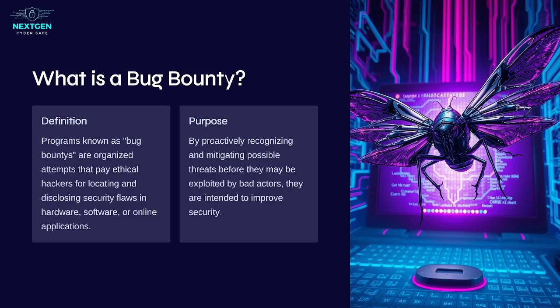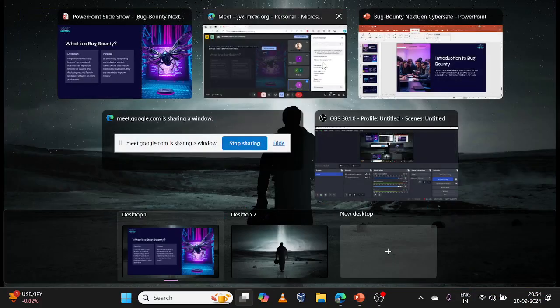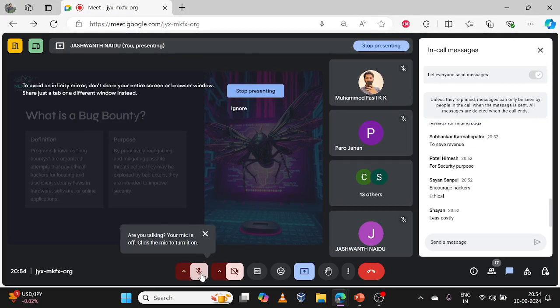Let's say there is a threat to a web application. What bug bounty hunters in specific do is they try to find that bug before the cyber threat attacker, who is a bad actor, tries to exploit it. The bug bounty hunter would find that bug before he actually attacks, and then inform the organization so that they can act upon that bug and fix it. So that's the purpose of bug bounty.